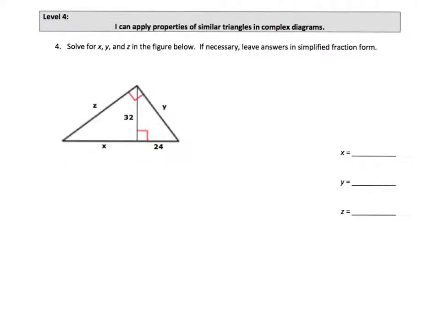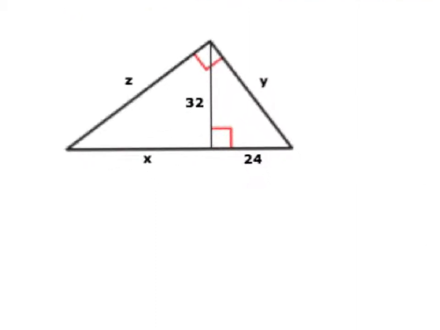All right, level 4 is applying properties of similar triangles in complex diagrams. So what you want to do with these problems is very similar to what I talked about in level 3, where you have to find similar triangles within triangles. And these we're going to have to draw 3 different ones. So let's first start off by labeling some points. Let's call this A, B, C, and D.